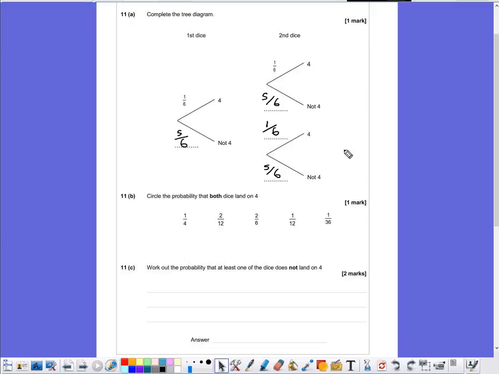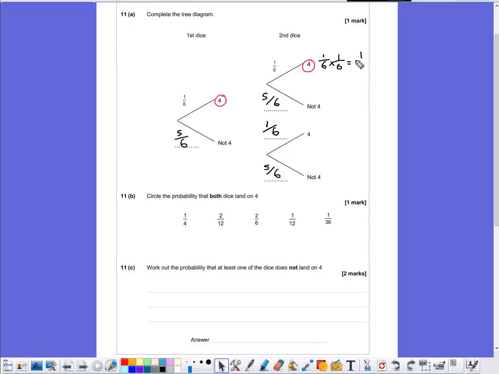For 11b, circle the probability that both dice land on number 4. For this to happen, we have to follow this top line to get a 4 on the first die, and then get a 4 on the second die. And the great thing about probability trees is it helps us to calculate the probability of each possible set of combinations. To find out the probability of a 4 and a 4 being rolled, we can just multiply these two values together. 1/6 multiplied by 1/6.